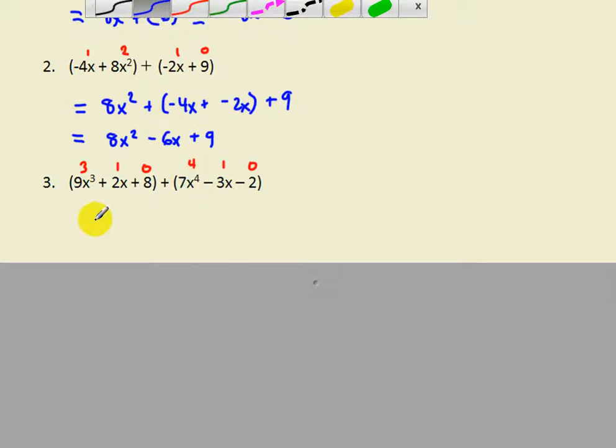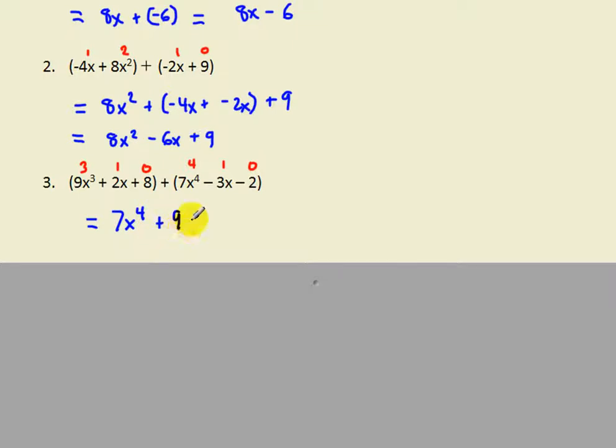That term goes first. So 7x to the 4th. We only have one term with degree 3. That goes next, plus 9x cubed. We don't have any term with degree 2, so we continue on, descending order, degree 1. We have a 2x minus 3x is negative 1x, or in other words, minus x. And then look at our constants. We have a positive 8 plus negative 2 will give us plus 6.